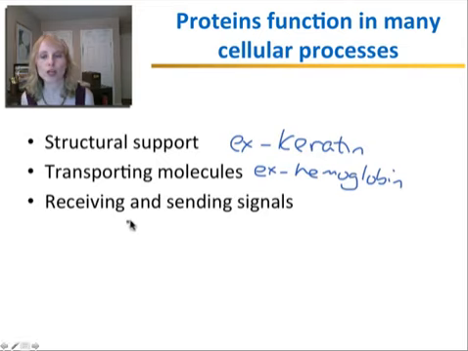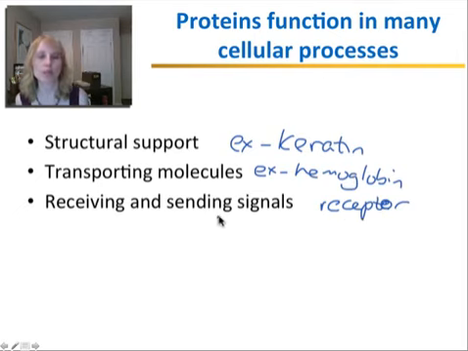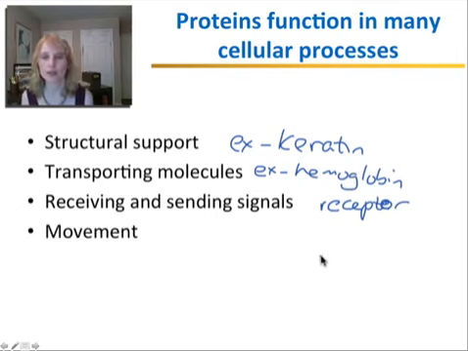Other proteins function in receiving and sending signals. Receptor proteins receive signals, and then they'll pass them on to other proteins which will send the signal. Proteins can also function in movement. Some proteins can move chromosomes during cell division. Other proteins will move vesicles throughout your cells. And even your muscles: for your muscles to be able to move, you have certain proteins that have the ability to contract to move your muscles.